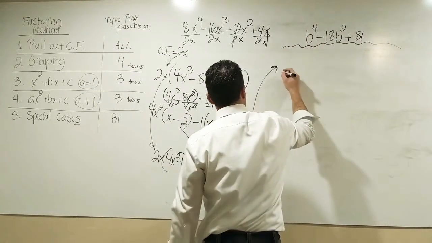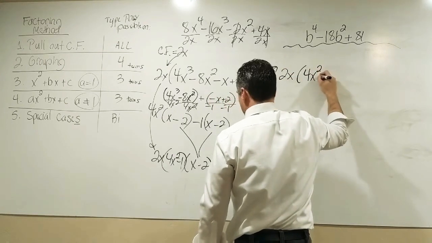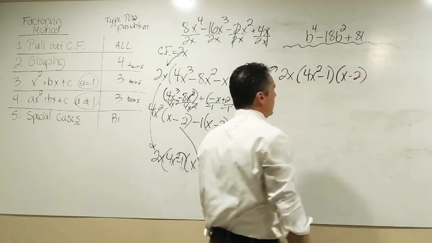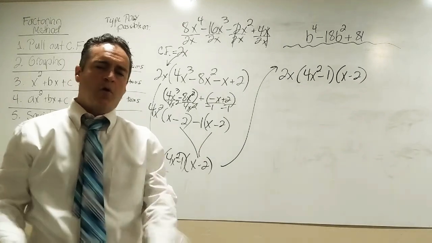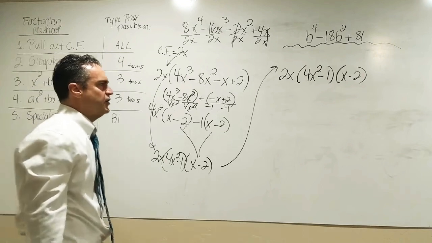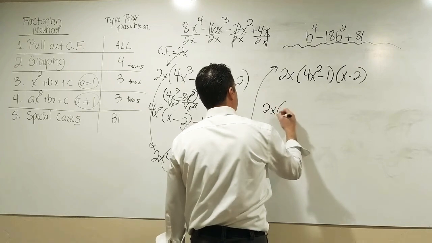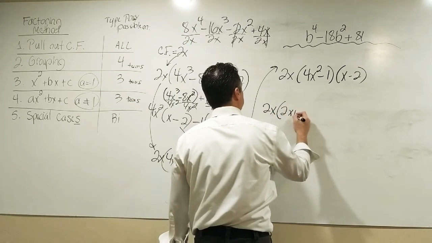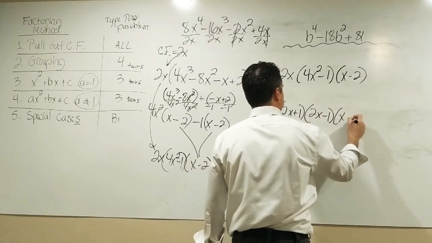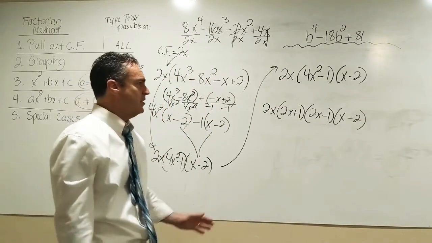We'll come back to that problem in a second here. But we have 2x times 4x squared minus 1, and we have x minus 2. All right? I'm going to teach you this concept as we go, but I want you to see the answer to this problem is actually 2x times 2x plus 1 times 2x minus 1 times x minus 2, okay? And that's the final answer. If you were taking a test, that would be it.